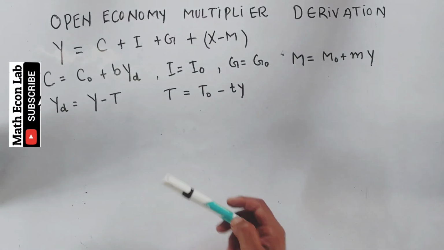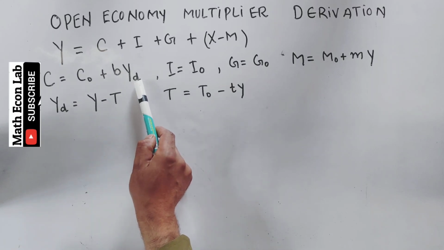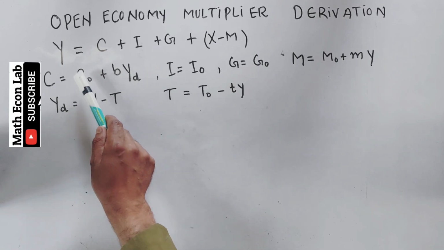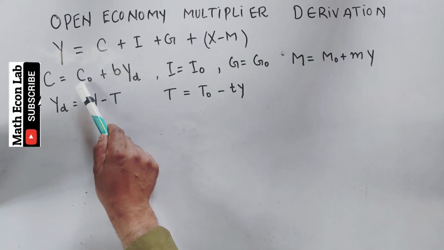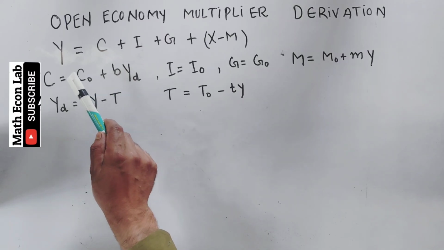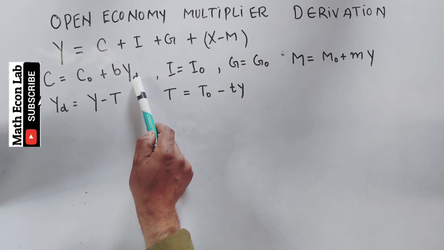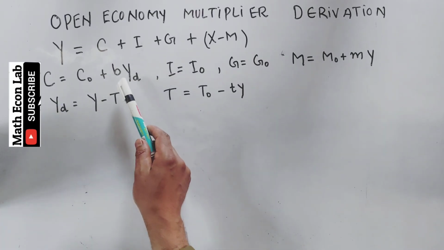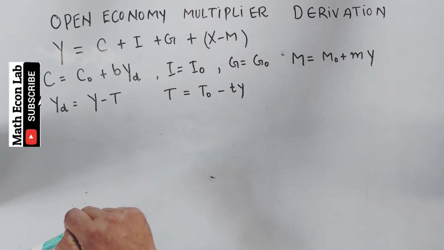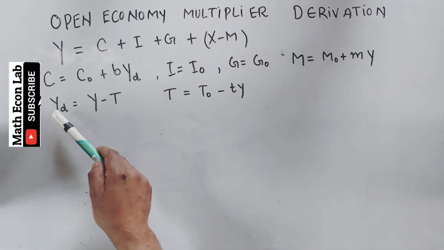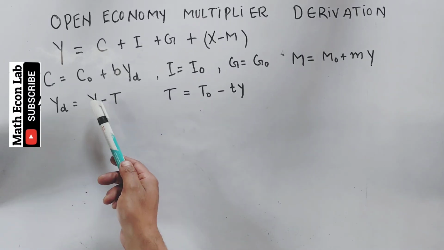Consumption is a function of disposable income. That is, consumption is equal to C naught plus B times Y subscript D, where C naught is the autonomous consumption, that is, the level of consumption when the level of income is 0, when YD is equal to 0, and B denotes the marginal propensity to consume, and Y subscript D is our disposable income. Disposable income is simply the total income minus the taxes paid on the income.